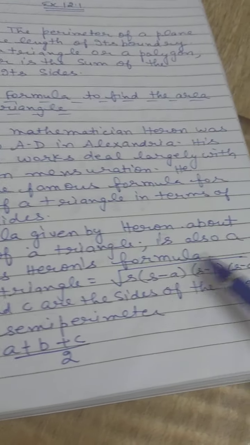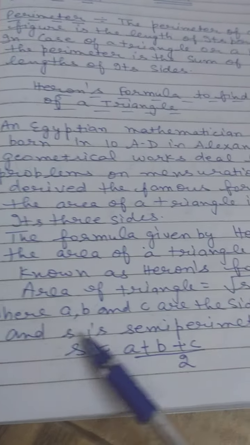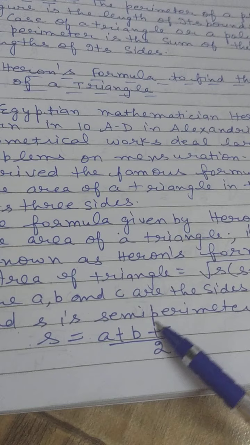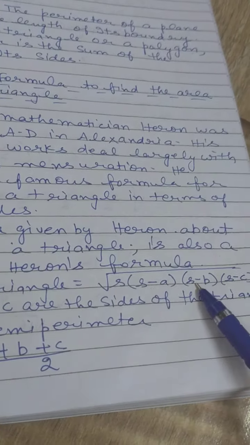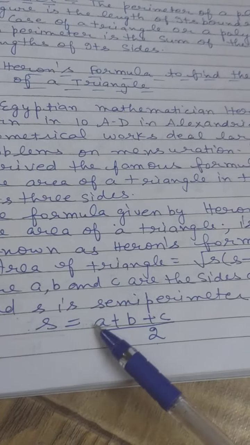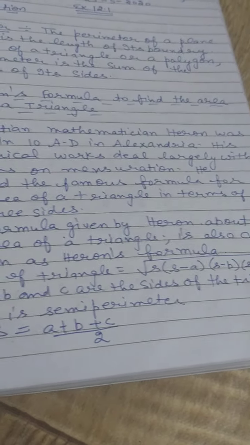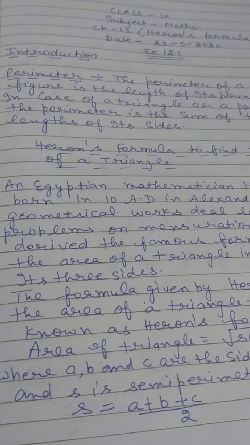Area of a triangle is the square root of s(s minus a)(s minus b)(s minus c), where a, b, c are the sides of the triangle and s is the semi-perimeter. s is equal to (a plus b plus c) upon 2. This is Heron's formula. s is called the semi-perimeter. Heron's formula is basically used to find the area of a triangle if the sides of the triangle are given.